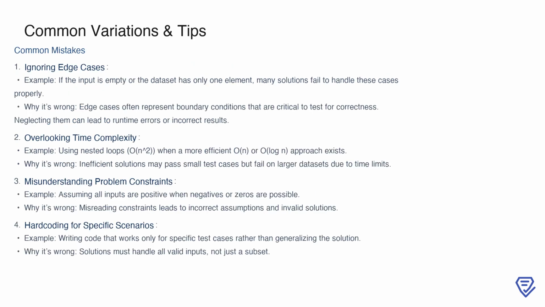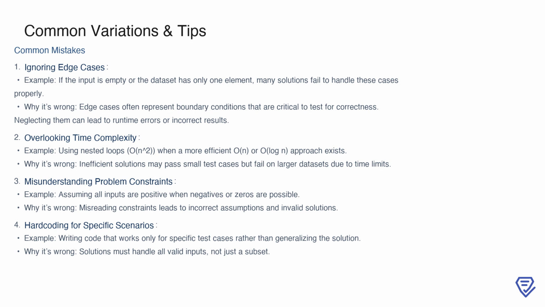One of the most common pitfalls when solving this problem is ignoring edge cases. For example, if the input is empty or contains only one element, many solutions fail to handle these scenarios properly. This is a critical oversight because edge cases often test the boundaries of your implementation. If they're not addressed, it can lead to runtime errors or incorrect results. Another mistake is overlooking time complexity. For instance, using nested loops that have n squared complexity instead of a more efficient approach like n or log n. While this might work for small datasets, it can fail for larger ones due to time constraints.